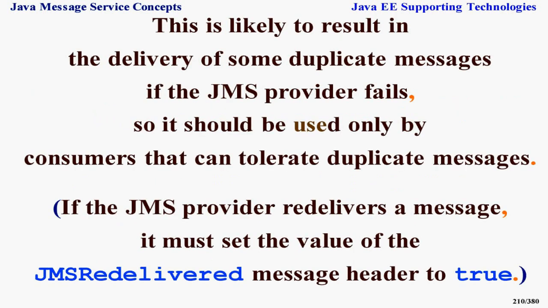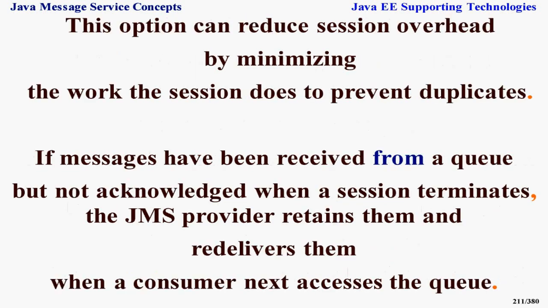Session.DUPS_OK_ACKNOWLEDGE. This option instructs the session to lazily acknowledge the delivery of messages. This is likely to result in the delivery of some duplicate messages if the JMS provider fails, so it should be used only by consumers that can tolerate duplicate messages. If the JMS provider redelivers a message, it must set the value of the JMSRedelivered message header to true. This option can reduce session overhead by minimizing the work the session does to prevent duplicates.